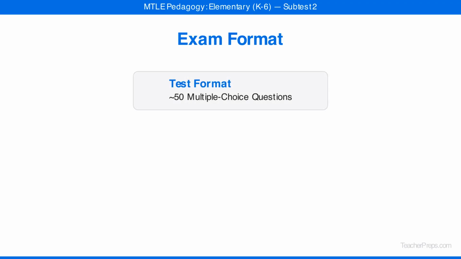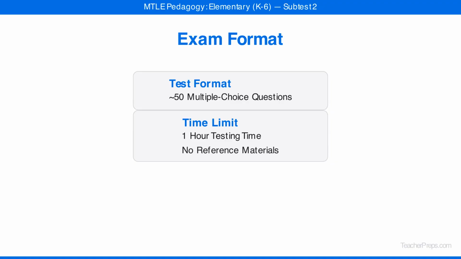The MTLE Pedagogy Elementary Subtest 2 has approximately 50 multiple-choice questions. You'll have up to 1 hour to complete it. No reference materials are allowed. That gives you roughly 1 minute and 12 seconds per question. The test covers 2 sub-areas, each worth 50% of your score.